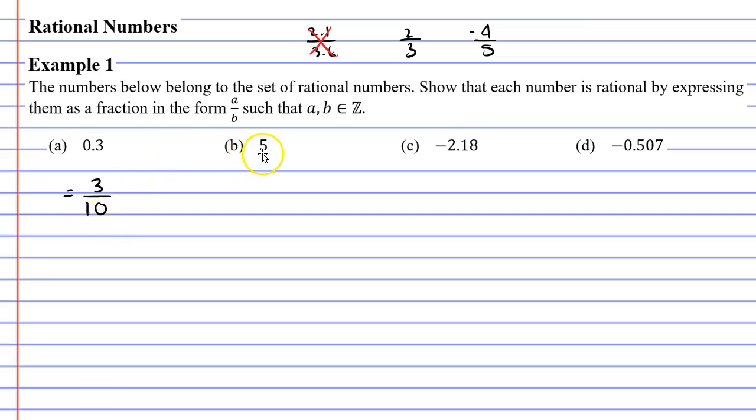To turn a whole number such as 5 into a fraction is really simple. We just need to put that over 1. 5 divided by 1 is 5.